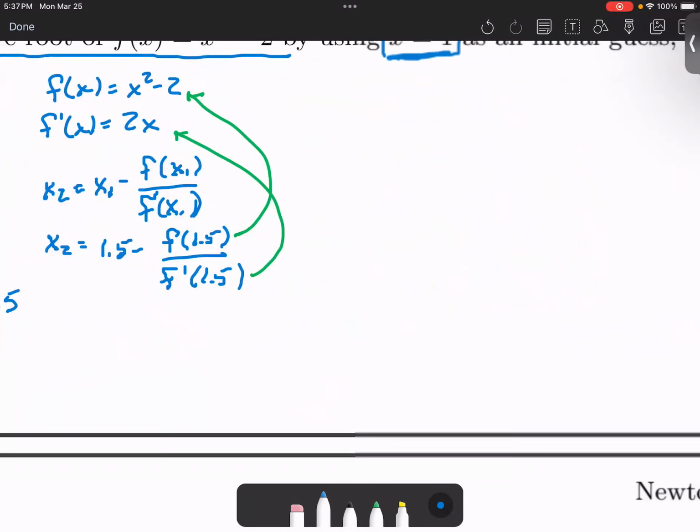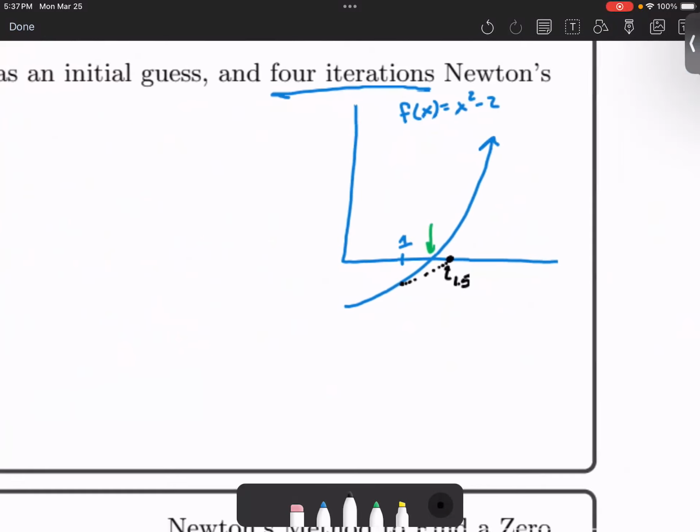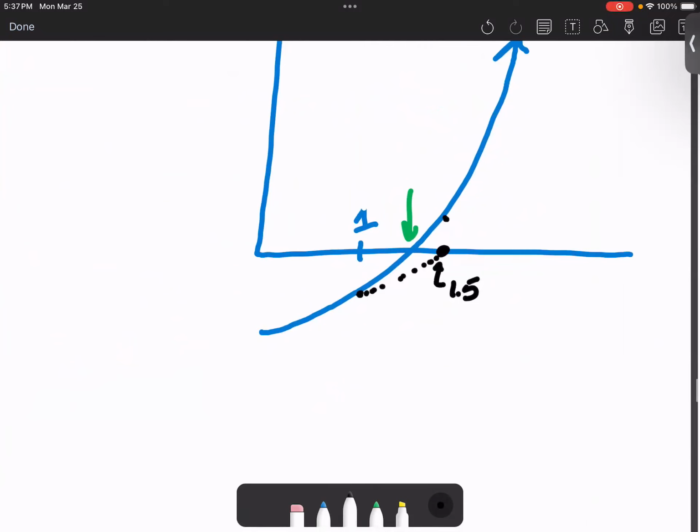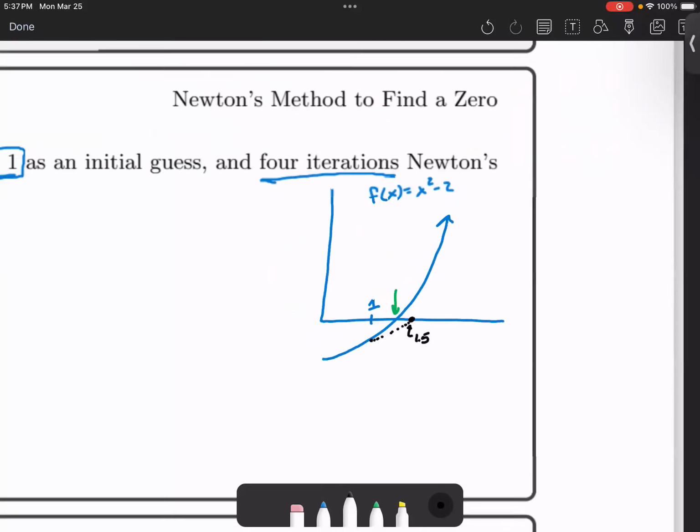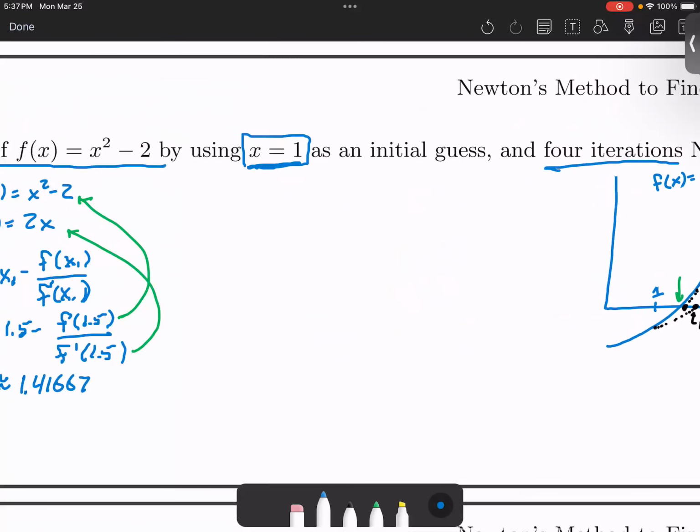What we just did there was we drew the tangent line at our next guess, and then found the 0 of the tangent line, and it got us closer to the actual root. And we'll just continue in this manner.